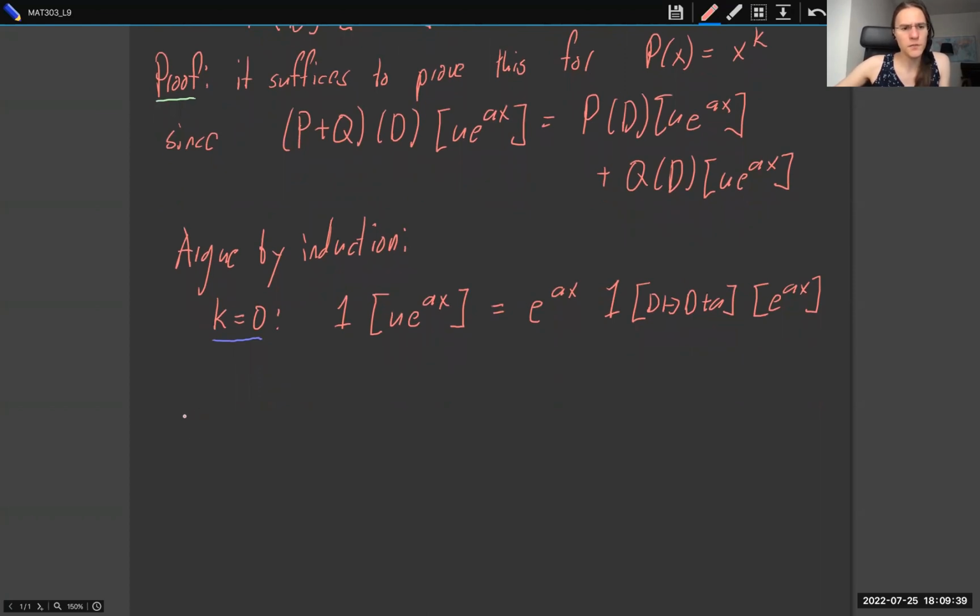Now assume that for P of x equal to x to the k, the result holds.